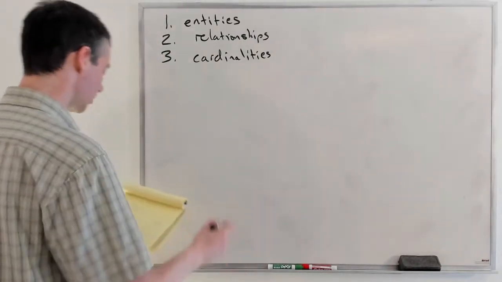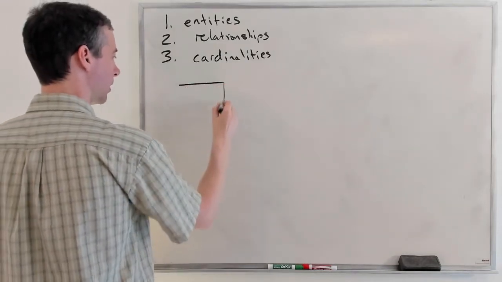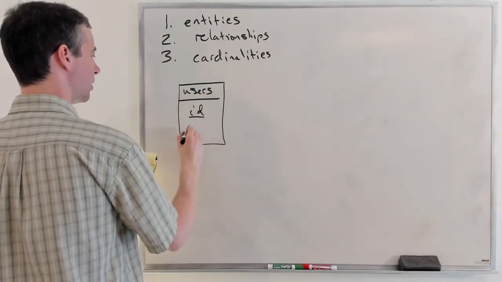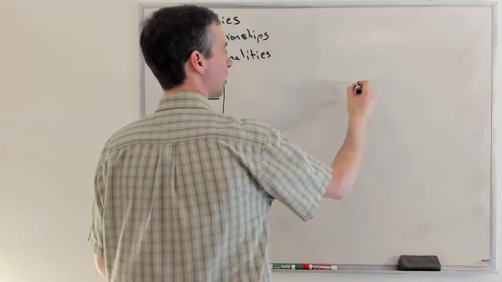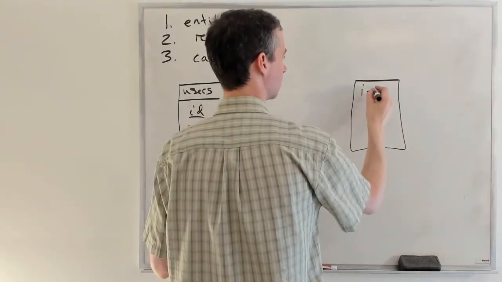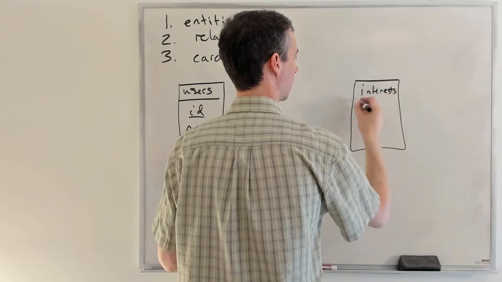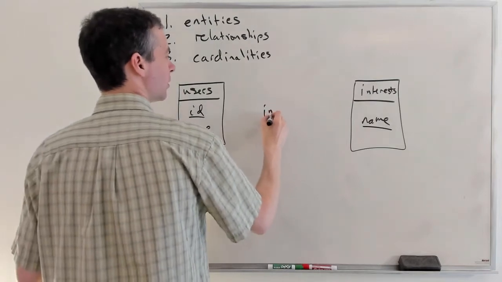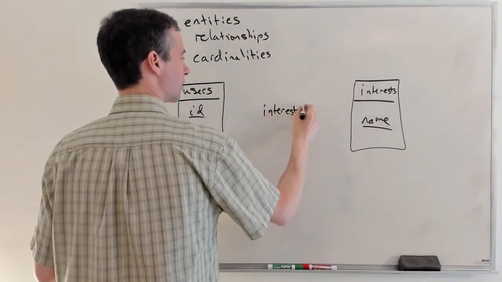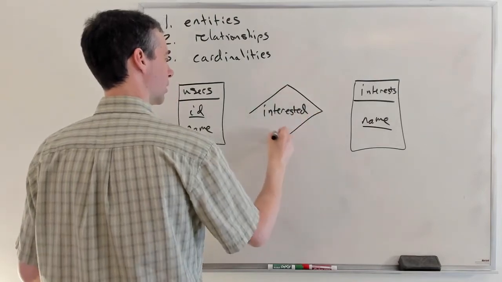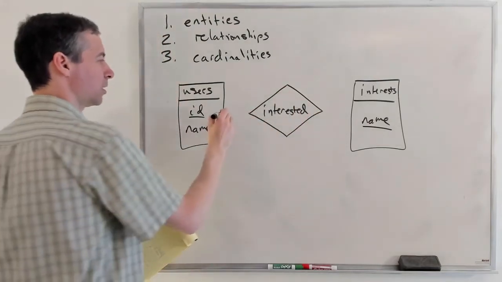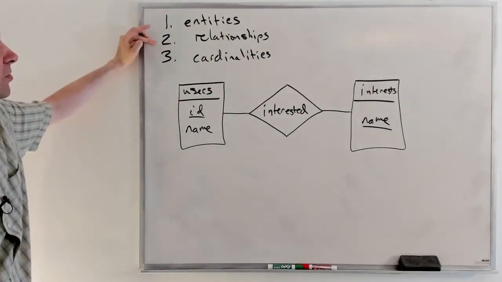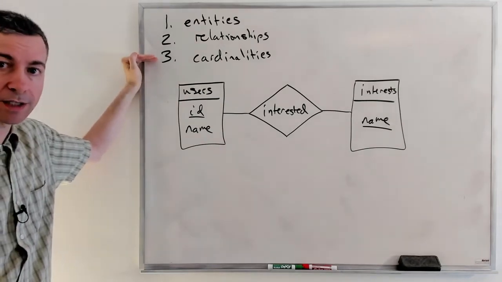All right, so we have this past example I was talking about. We have users. Each user has an ID and a name. We had interests. Each interest had a name as its primary key. We said they were related to each other because users can have interests, and we just made a relationship set called interested, and then we drew the lines between them. So that got us through the first two steps. Now we need to check our cardinalities.